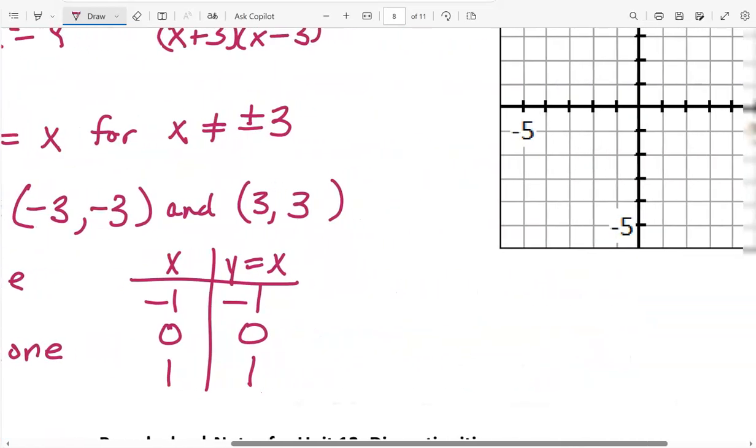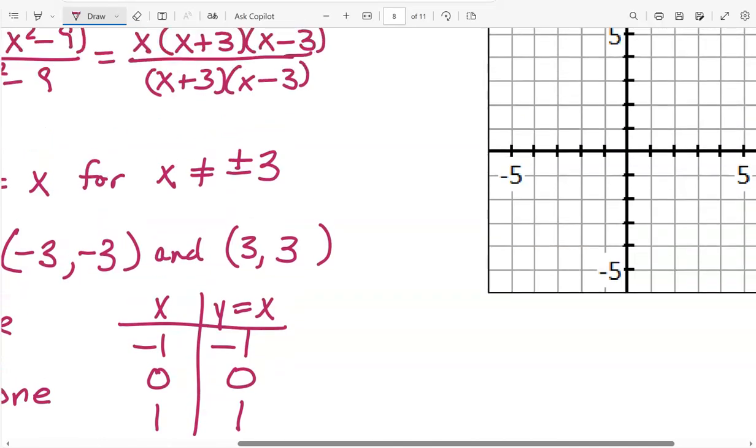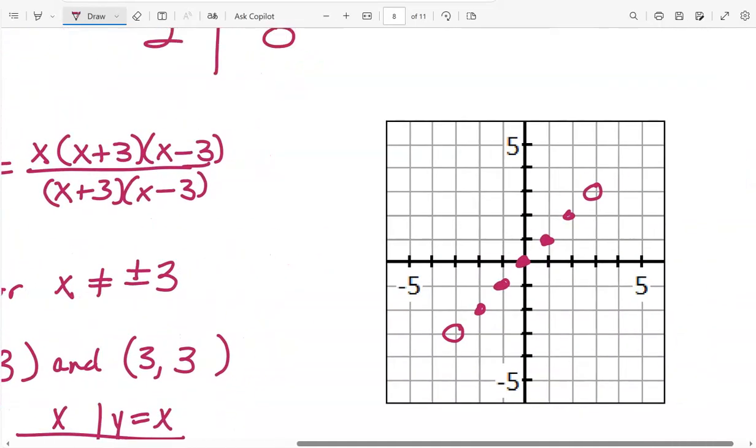Let's graph some points. So we definitely know that we have points negative 1, negative 1, 0, 0, and 1, 1. We have removable discontinuities at negative 3 comma negative 3 and positive 3 comma positive 3. And so this is just going to be a line at 45 degrees through the first and third quadrants with two holes or removable discontinuities.